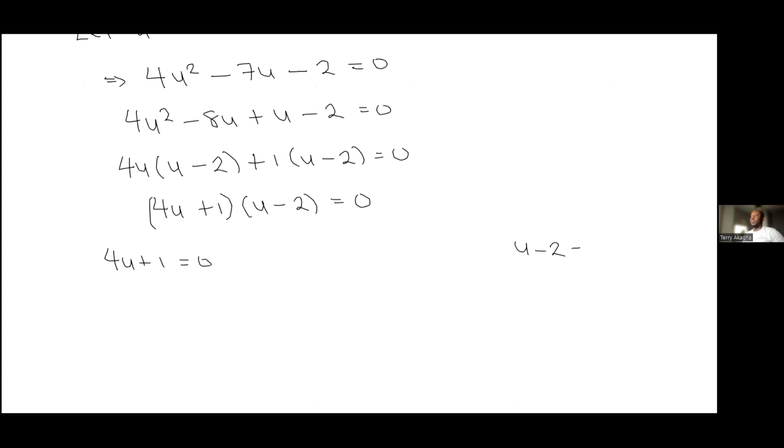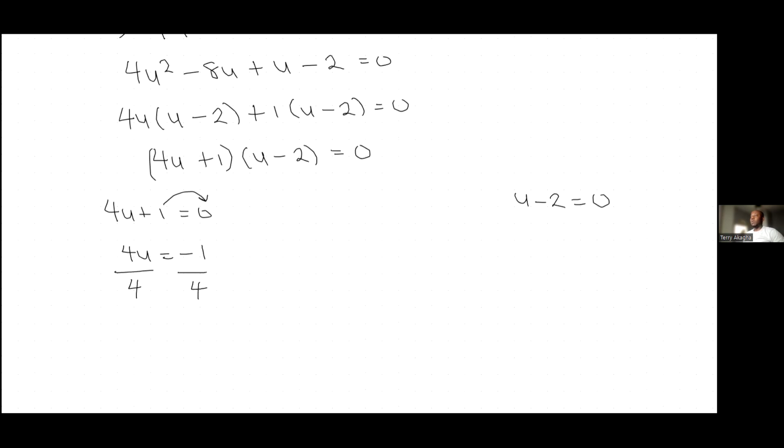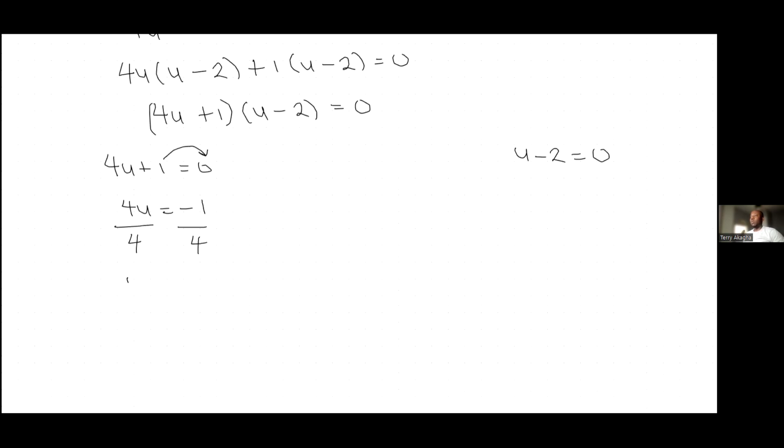Then what you do, you take 1 to the other side. So it's going to become 4u is equal to minus 1, right? Then you divide both sides by 4. Then it's going to give us u will be equal to minus 1 over 4. Now, this one, you can take the minus 2 to the other side. So u is going to be equal to 2.